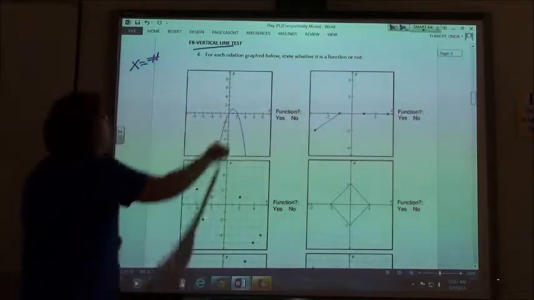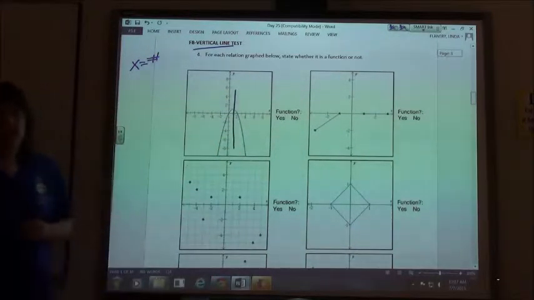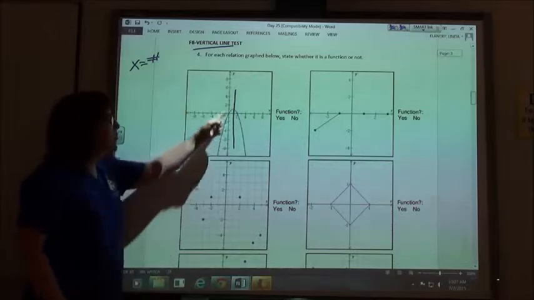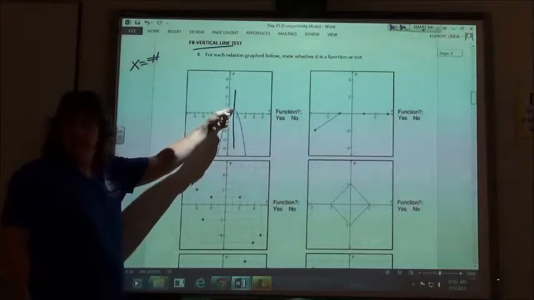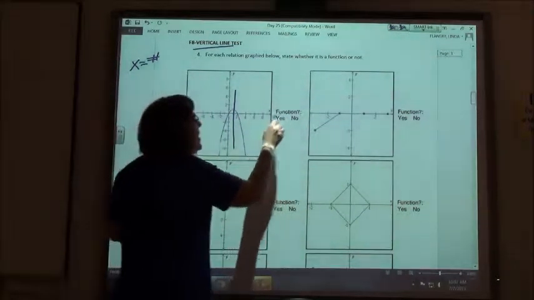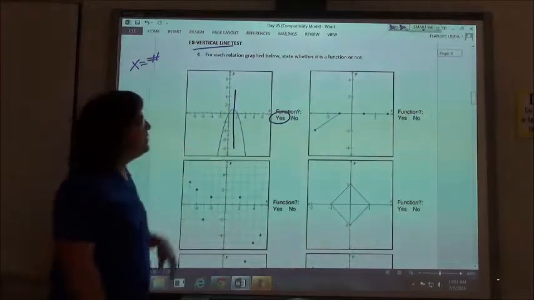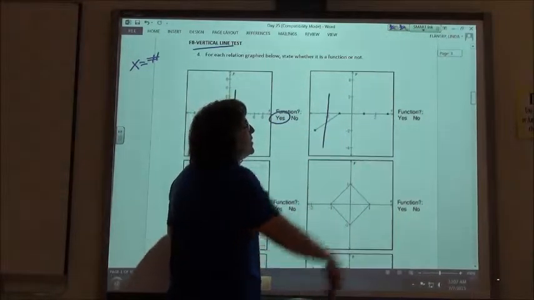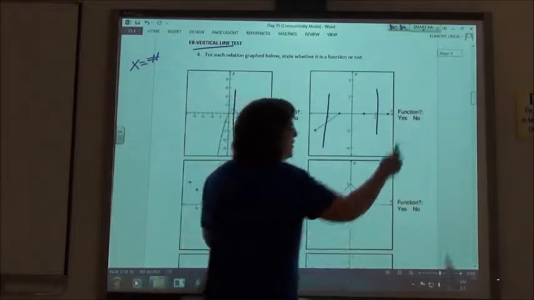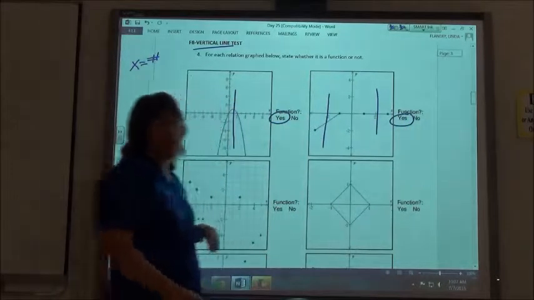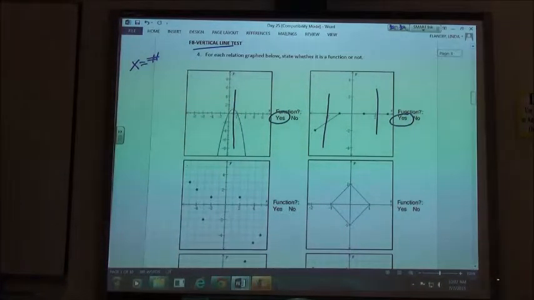So if I drew my vertical line, it only touches one point on my graph. That means for whatever this value of x is, I have my one value of y. It is a function. Same thing here. If I drew my line here, it only touches once. Over here, it only touches once. Anywhere I draw it, it's only going to touch the line one or none time, at most once.